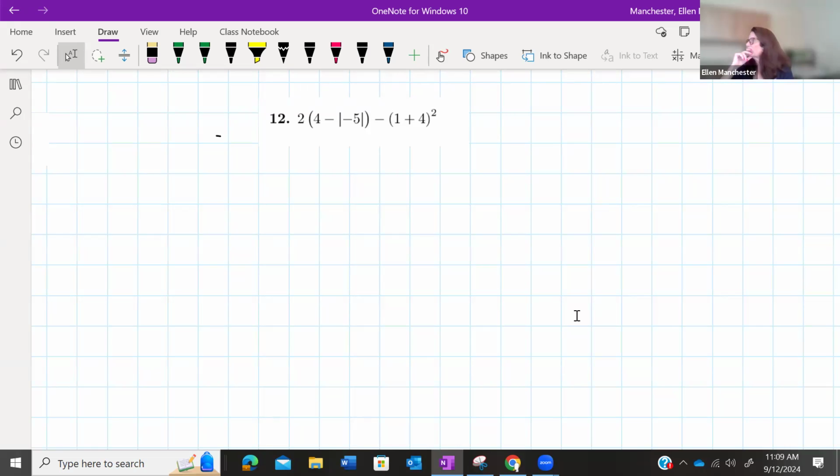I feel like we've gotten worse instead of better. We started out with 1 or 2 answers. Now we have 4 or 5 answers. So really pay attention. That exponent 2 is on the whole set of parentheses. So work within the parentheses first and then apply the exponent.